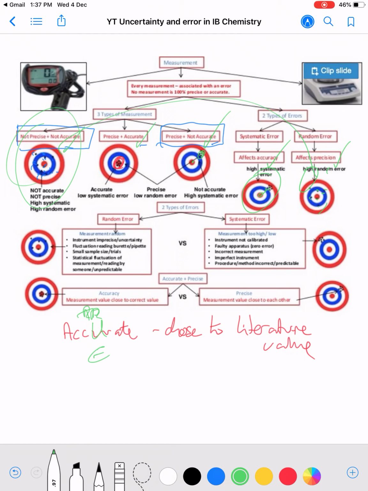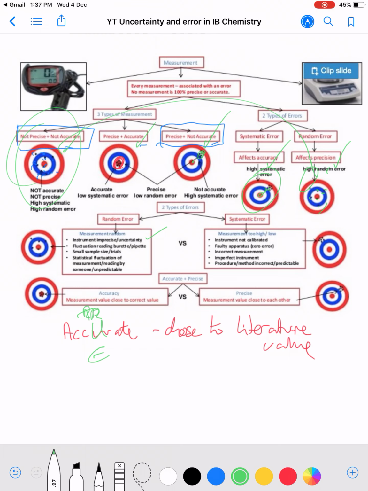Okay, so random errors, what can we have? Instrument is imprecise. All instrumentation is imprecise. All instrumentation has an uncertainty. The most expensive, wonderful piece of kit in the world to measure will still have an uncertainty. It's probably so expensive because we know that uncertainty with a great deal of accuracy.